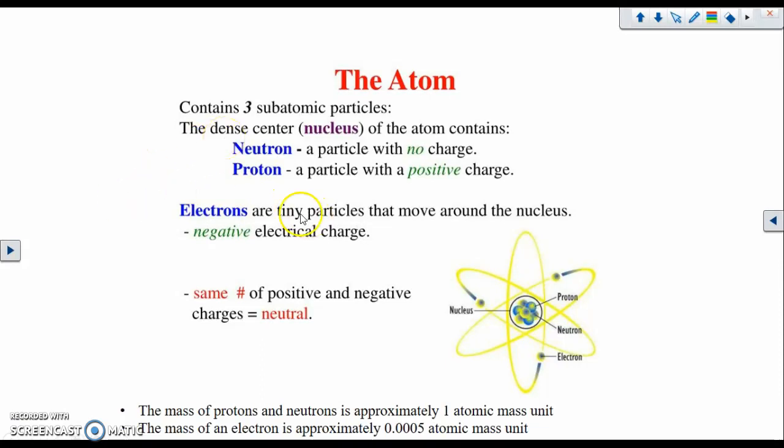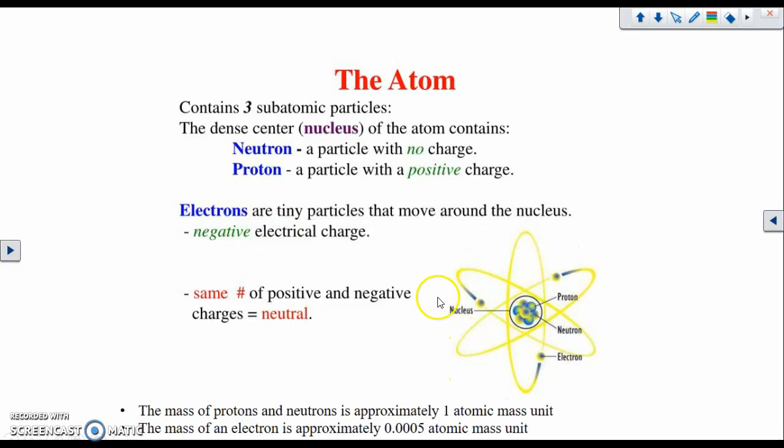All right? So neutrons have an atomic mass of 1 atomic mass unit and have no charge. Protons also have an approximate atomic mass of 1 atomic mass unit and have a positive charge. And electrons actually have an atomic mass of approximately 0.005, and they have a negative electrical charge.